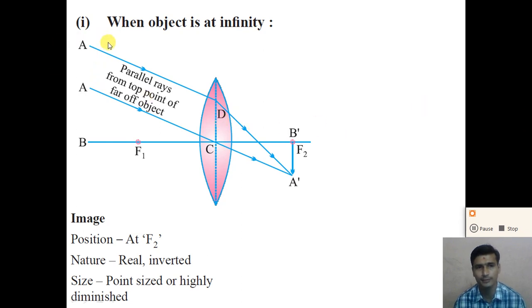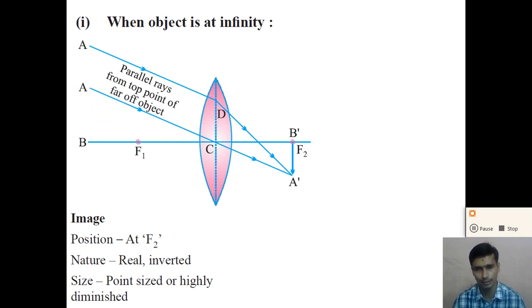So here we consider the rays A and B, right? A and B are very far from the lens, and all the rays coming from A are parallel to the principal axis. So we consider the parallel rays from the top point of the object, which is very far from the lens. Consider these two rays, which are parallel to each other. The first ray, passing through the optical center O, emerges without deviation according to rule number 3.